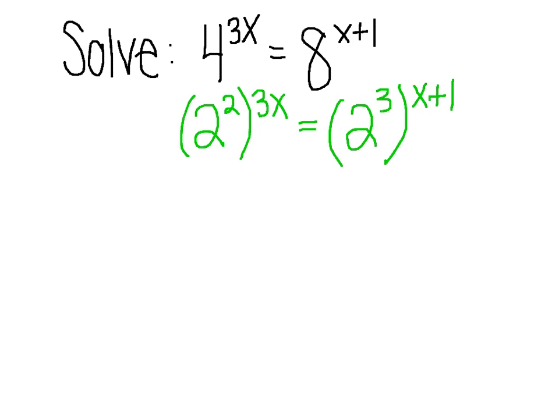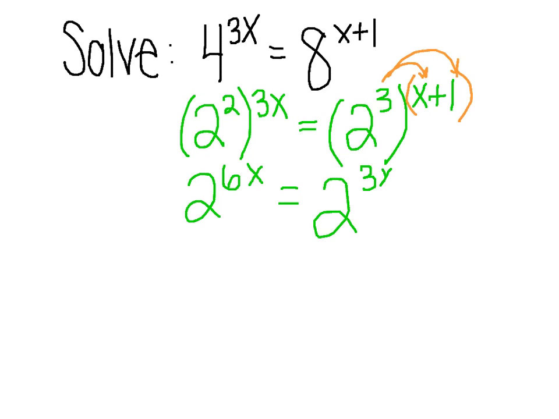Well, we know 2 to the second, we're going to multiply the exponents, we're going to have 2 to the 6x equals. Now remember, this is x plus 1, so we have to distribute our 3 to both terms. So please, this is where you're going to make careless mistakes. So it's going to be 2 to the 3x plus 3. Well, going back to that property we just talked about, we know that once they have the same base, we can set the exponents equal to each other.